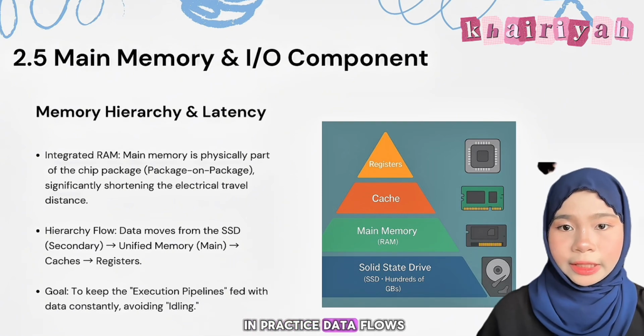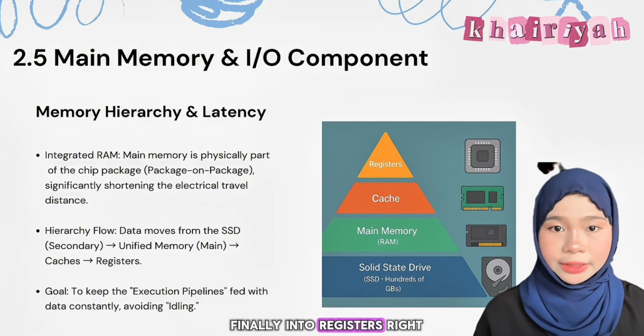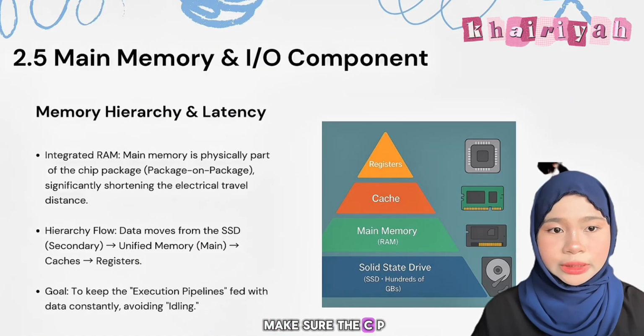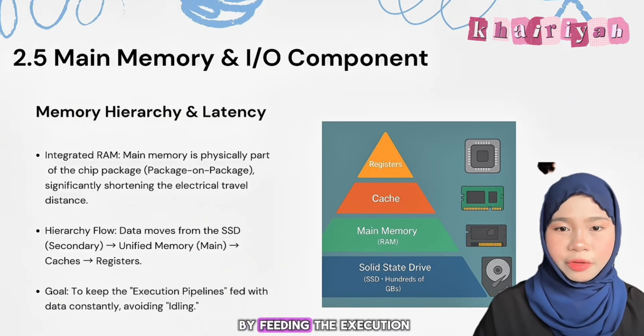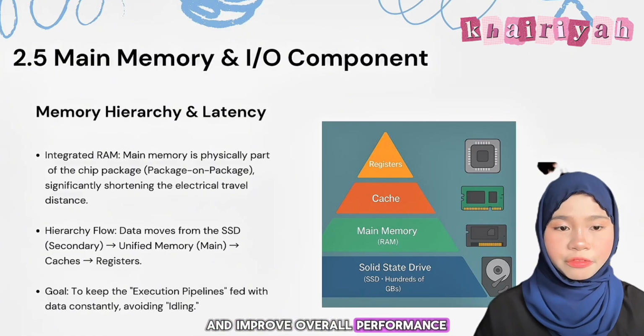In practice, data flows from the SSD into unified memory, then into caches, and finally into registers right before execution. The goal of this hierarchy is simple: make sure the CPU is never waiting for data. By feeding the execution pipelines continuously, Apple reduces idle cycles and improves overall performance per watt.